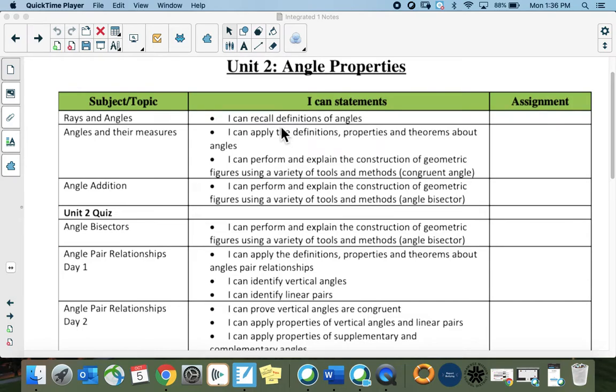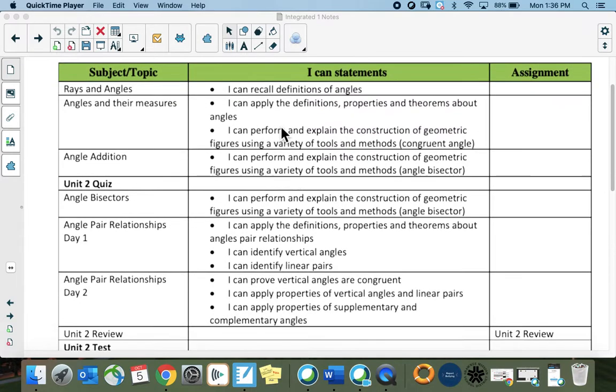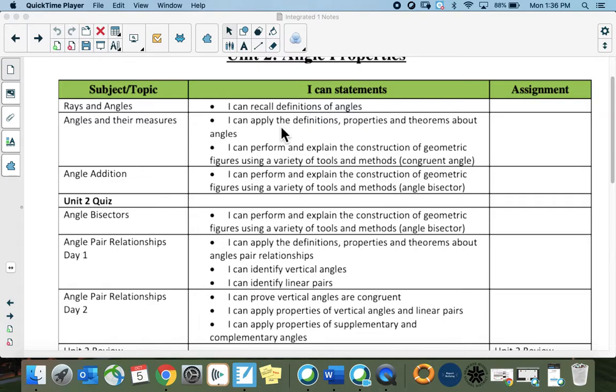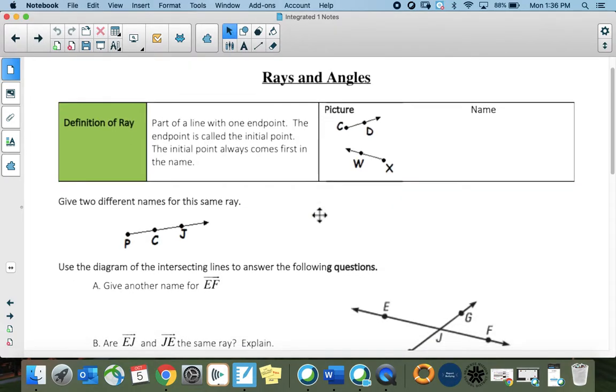Flip your notes packet to Unit 2, Angle Properties. So this unit, you can kind of get the overview of what the unit will look like. The first lesson we're going to talk about is rays and angles.